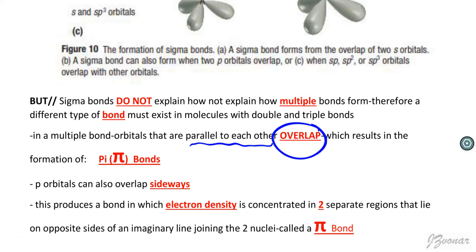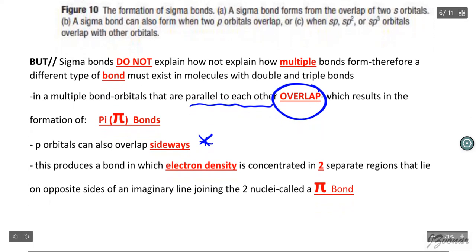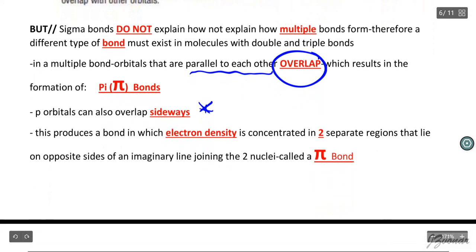And so what we're going to see in the next few examples is that regular unhybridized p orbitals found between the two atoms that may form double or triple bonds are going to overlap sideways and not end to end. And so this is going to produce an electron density region in two separate parts. One that's going to lie above the plane and one that's going to lie below the plane. And so to make up a pi bond, it requires both of these regions found on this imaginary line between the two atoms. This we call a pi bond.